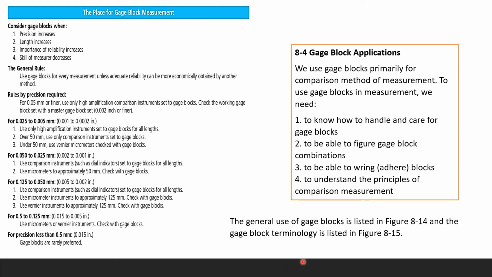I'm just showing you the general use of gauge blocks in this table, and gauge block terminology in the next slide. Let's take a look at this table, the place for gauge block measurement. You're going to consider gauge blocks when precision increases, when length increases, when importance or reliability increases, or when skill of the measurer decreases. At that time, we consider gauge blocks. The general rule is that you use the blocks for every measurement unless adequate reliability can be more economically obtained by another method.